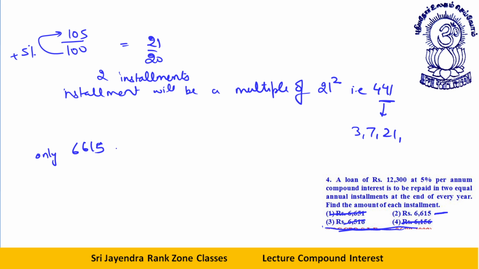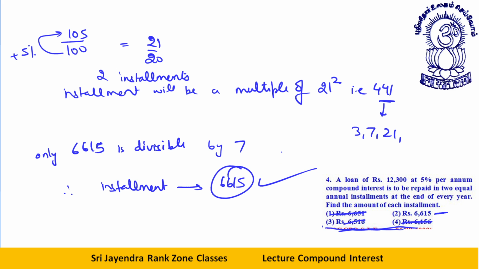Only 6615 is divisible by 7. These are actual previous year questions, students. Therefore, our installment is 6615. Okay, dear students, clear to all? Let's take the next one.